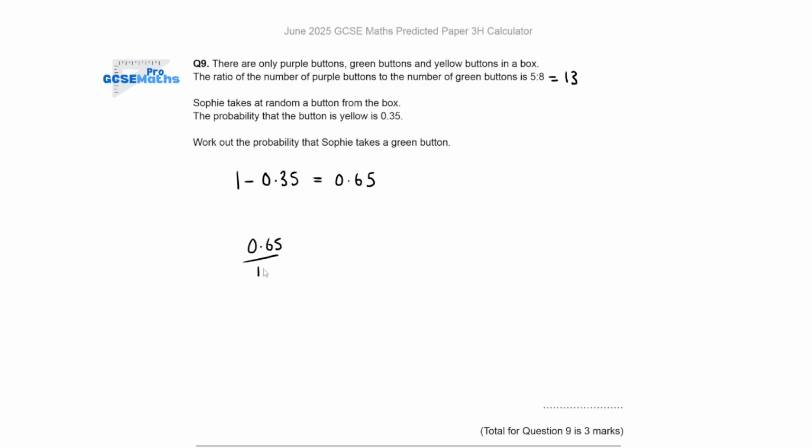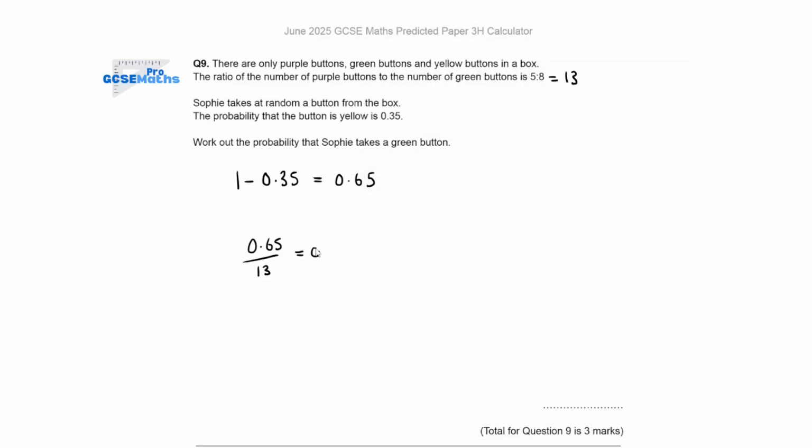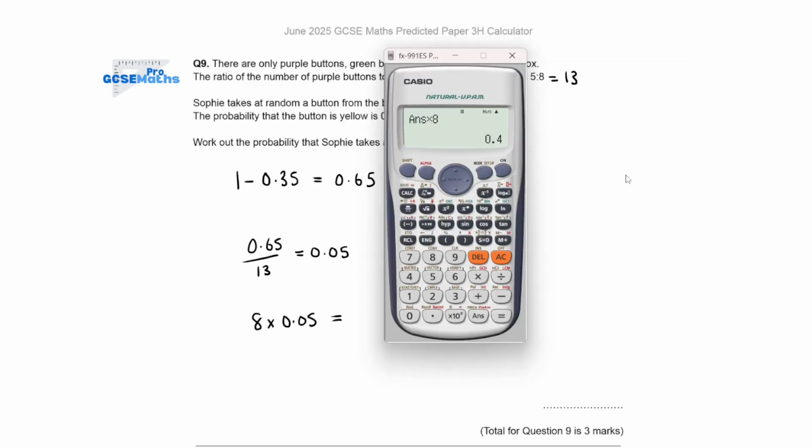0.65 divided by 13 parts of my ratio is 0.05. So that's the probability per part of my ratio. I just want to know green. Green is the one with 8 parts. So I'm going to multiply by 8. As you can see, that gives me 0.4.